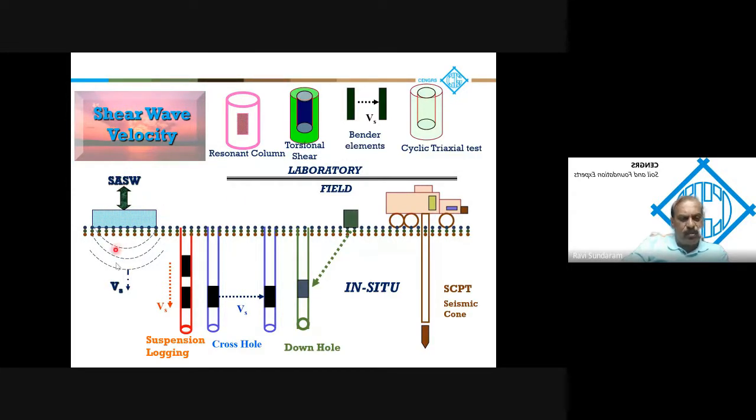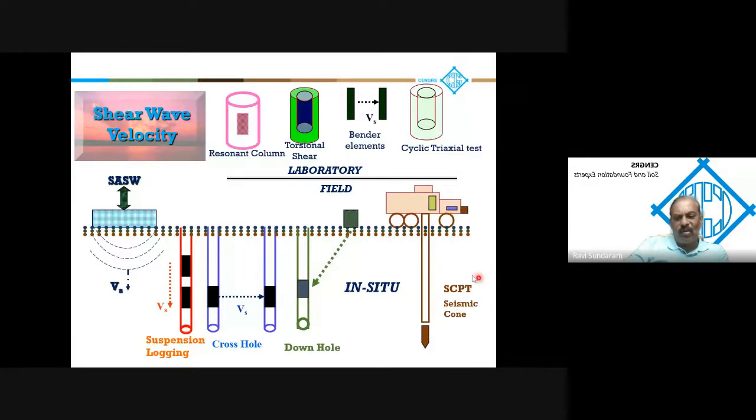The SASW or the MASW, which I just talked to you about. Then you have suspension logging, in which you have two geophones suspended in the borehole at different depths. You have the crosshole seismic test, where you have energy generated in one borehole and the response being received in the borehole nearby. There is the downhole seismic, in which the energy impact is given at the ground surface, and you see the response in the geophone at different depths in the borehole.